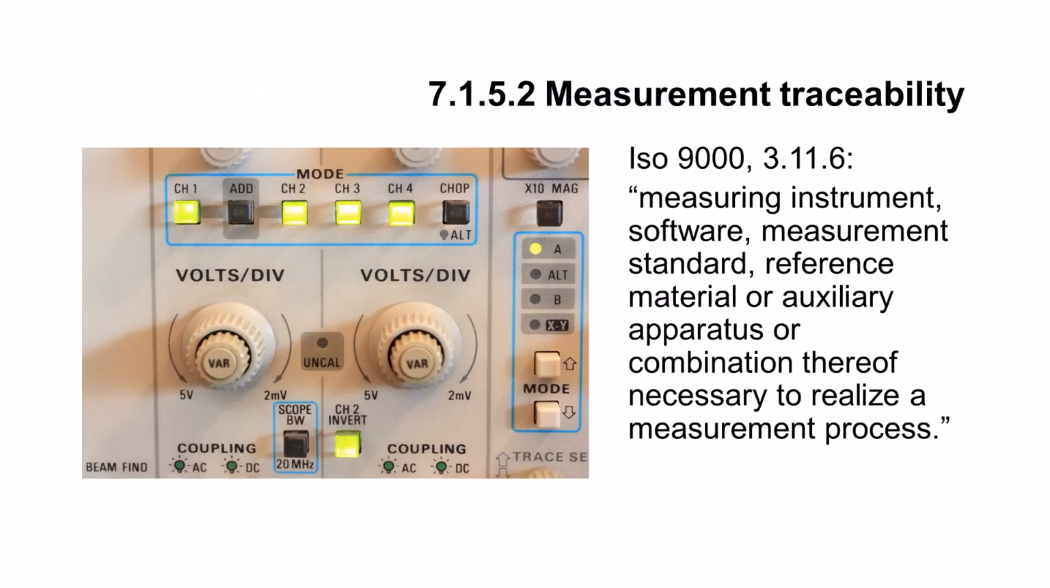Let's start with what measuring equipment is. ISO 9000 Element 3.11.6 defines measuring equipment as measuring instrument, software, measurement standard, reference material, auxiliary apparatus, or a combination thereof necessary to realize a measurement process.